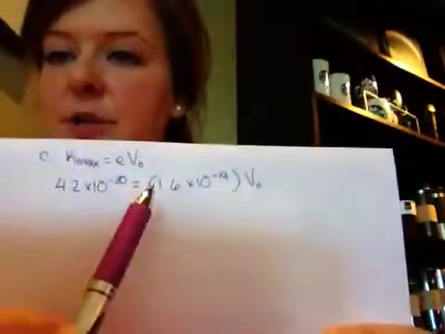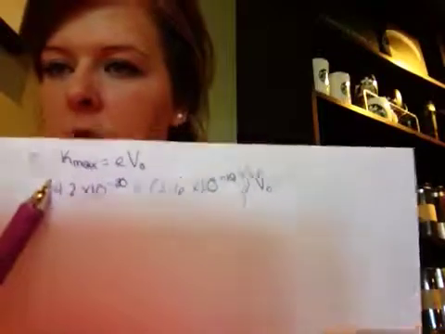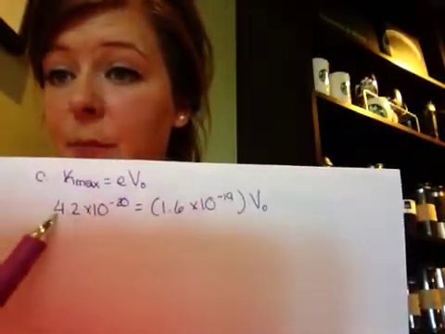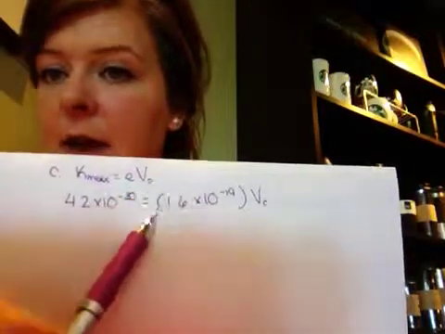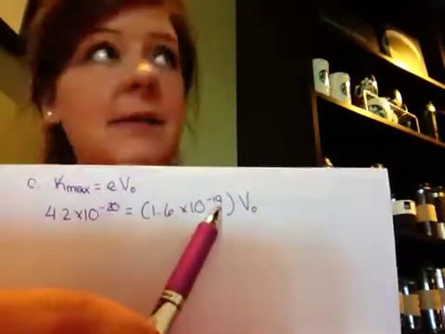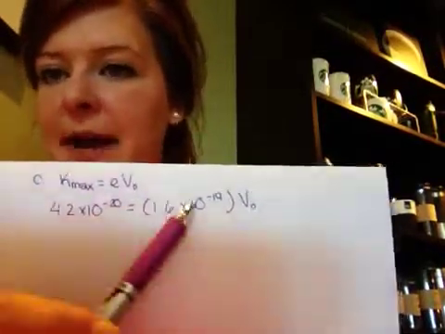Alright guys, so again on part C, we were trying to find our stopping potential, which is VO. So I have Kmax equals E times VO. We already knew our Kmax. We calculated that in part A, and that was 4.2 times 10 to the negative 20th. I know my E is just the charge of the electron, so that's 1.6 times 10 to the negative 19th. I can then find VO by dividing both sides by this number. So let's do that.